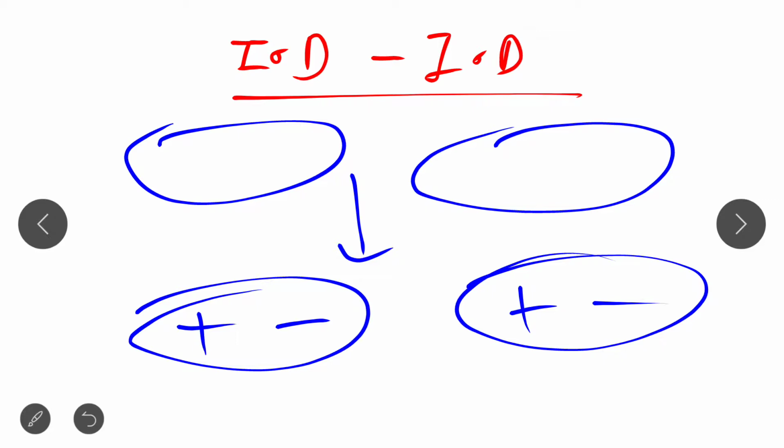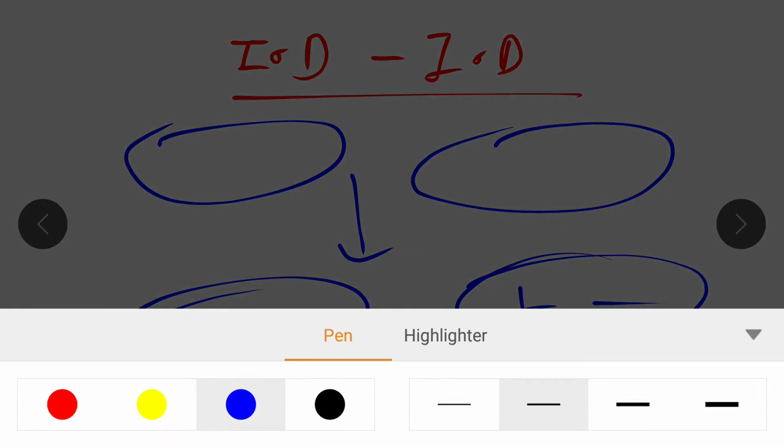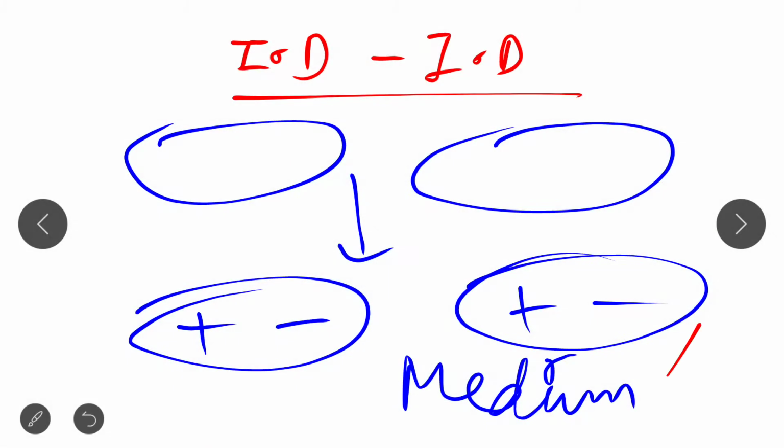Okay, so we basically read 3 points in van der Waals interaction. First point, it is basically the weakest type of interaction. Second point, it can be either attractive or repulsive. Third point, it does not require any medium. So in case of van der Waals interaction, a medium is not required.